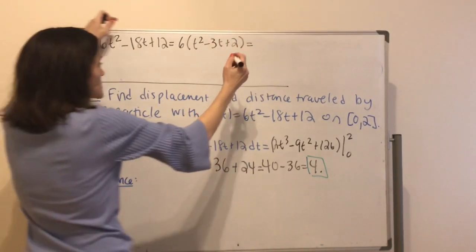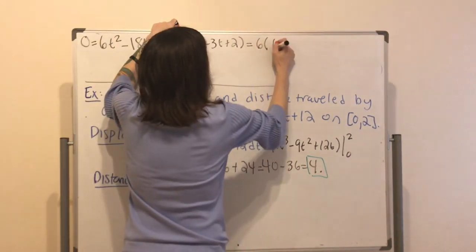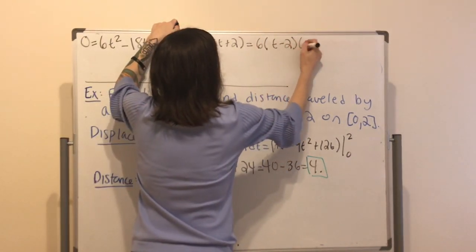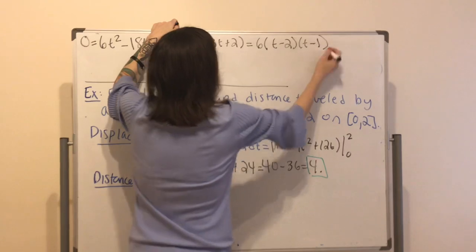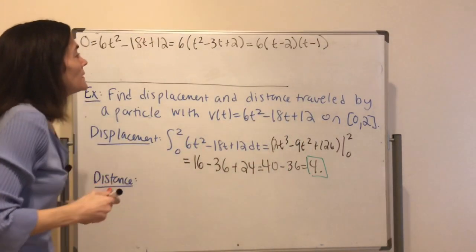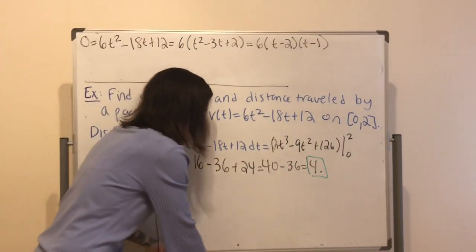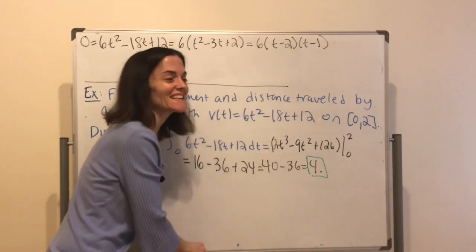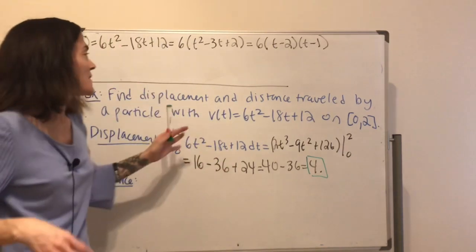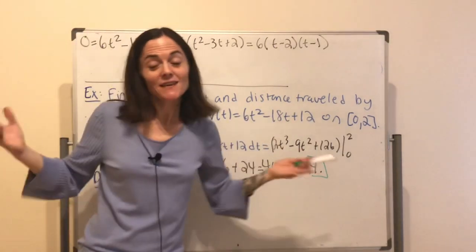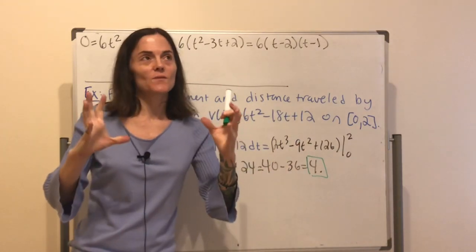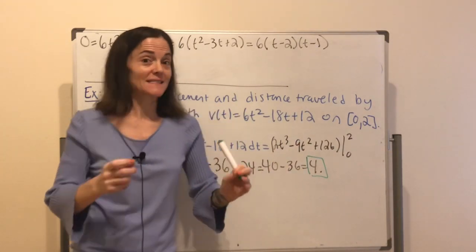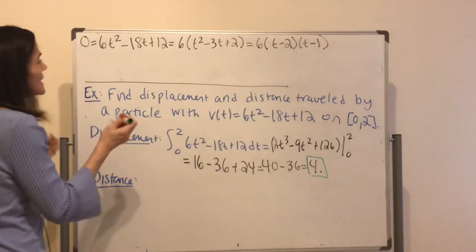And this factors into 6, t minus 2, and t minus 1. Okay? Now, then we have to think about, and this kind of thing we did in Calc 1, when we had to figure out intervals of increasing, decreasing, and you take the derivative and see when it's positive, negative, 0, things like this.